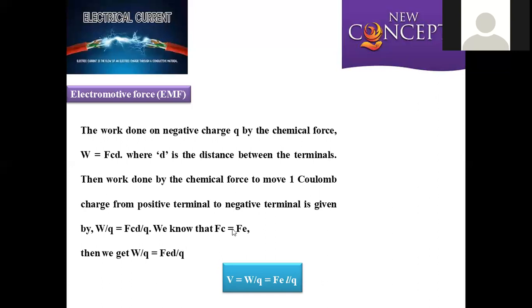And at that instance, we know that both the forces are exactly equal. Chemical force is exactly equalized with the electrical force, right? So at that instant, now we will get another equation, W by Q is equal to FE D by Q. W by Q is equal to FE D by Q is another finalized equation that exactly is equal to potential difference. This equation we already derived in our earlier session.